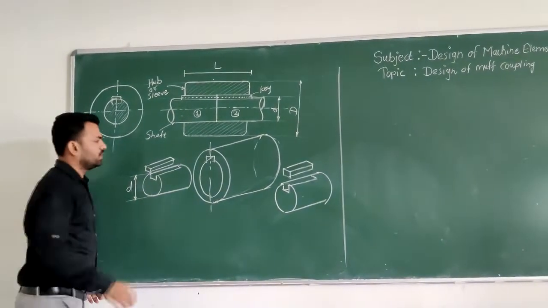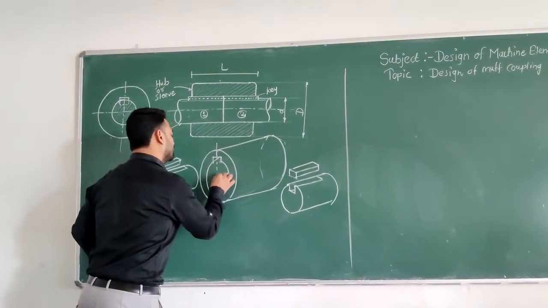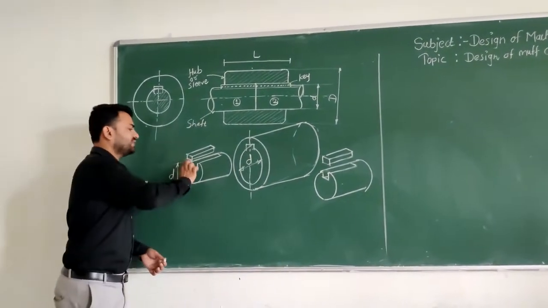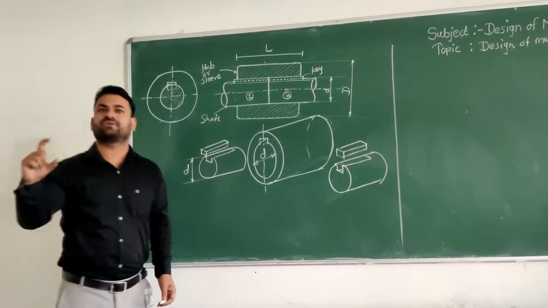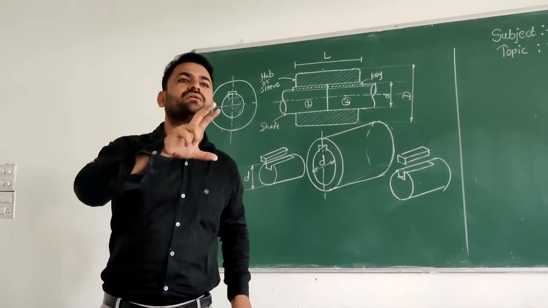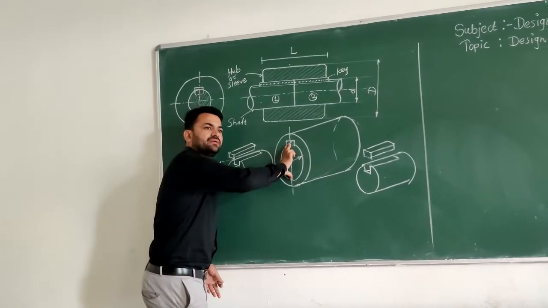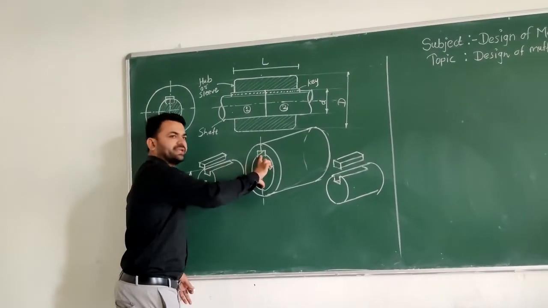D. Again, this is the inside diameter of the hub. Again, this is small d. The outside diameter of the solid shaft will be equal to the inside diameter of the hub. So the outside diameter of the shaft is the inside diameter of the hub, which means the shaft is going to be inserted over here.